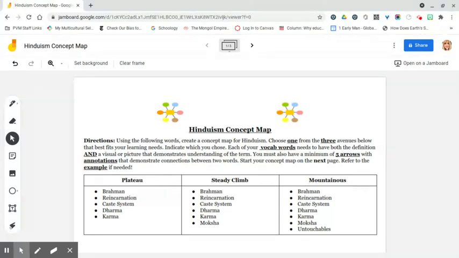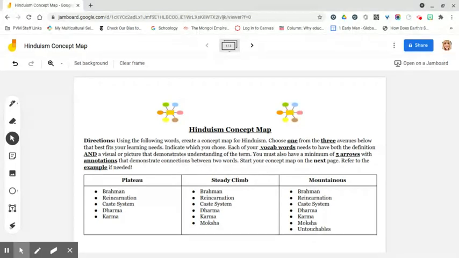So plateau is the first level. What you're going to do is create a concept map using the words Brahman, reincarnation, caste system, dharma, and karma. Steady climb, a little bit more challenging, we're adding on the word moksha. And then mountainous is our most challenging, with the added word of untouchables.